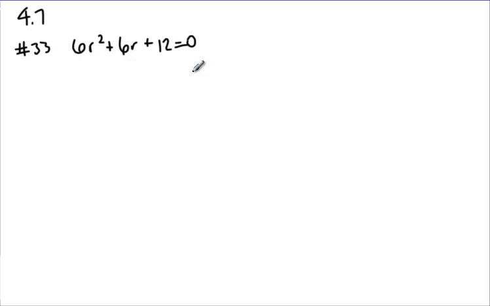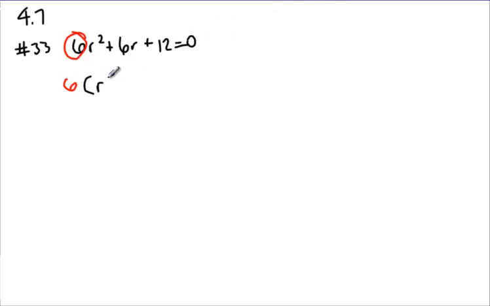Okay, so section 7, question number 33. Solve by completing the square. We're going to solve by completing the square. And when you solve by completing the square, the leading coefficient needs to be 1. So one thing that we can do is factor a 6 out of all 3 parts.